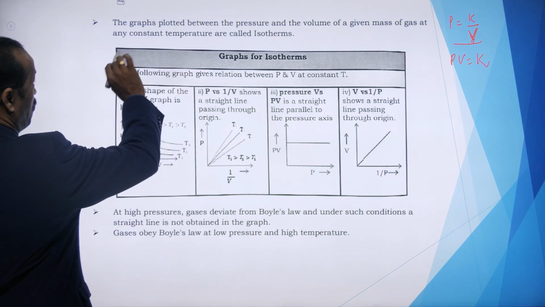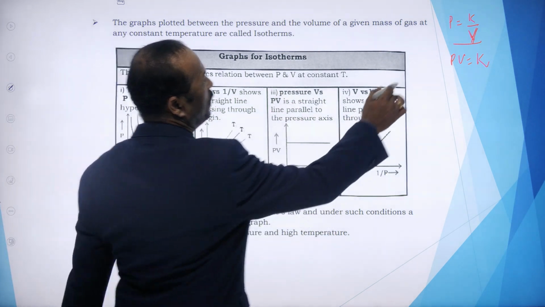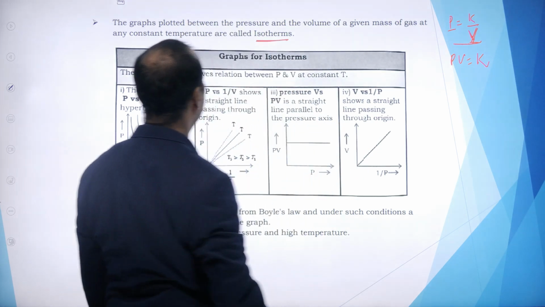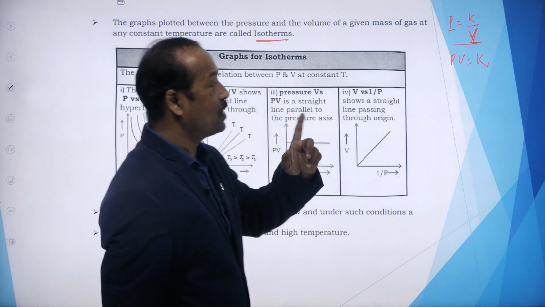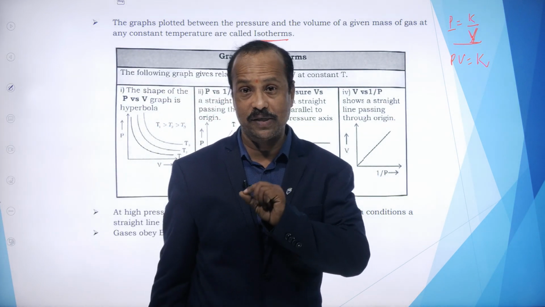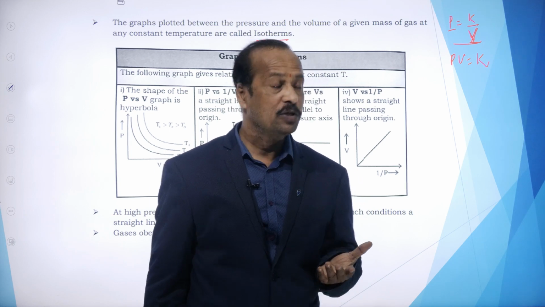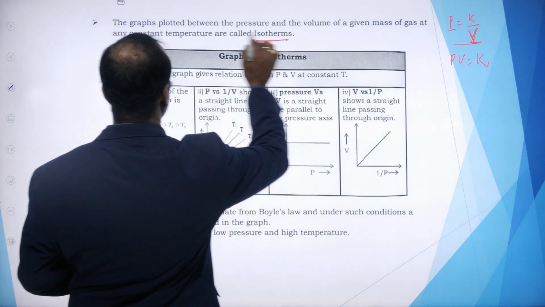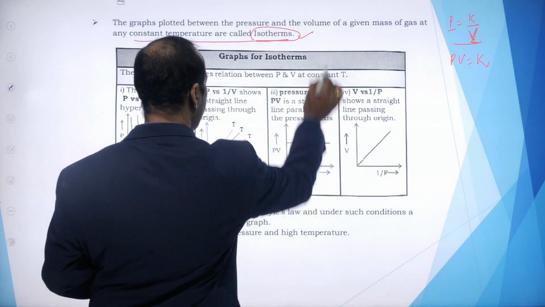One more important point is that the graphs plotted between the pressure and volume are called isotherms. What are they called? Isotherms. Why? Because Boyle's law is at constant temperature. Iso means the same, therm means temperature. So the graphs plotted between pressure and volume of a given mass of a gas at constant temperature are called isotherms. This you have to remember.